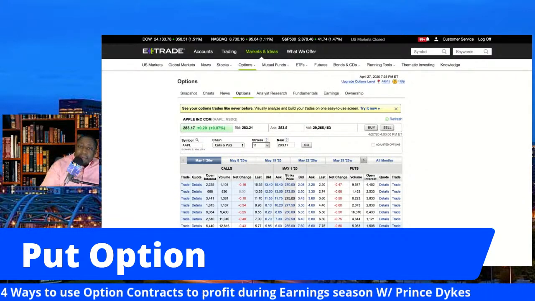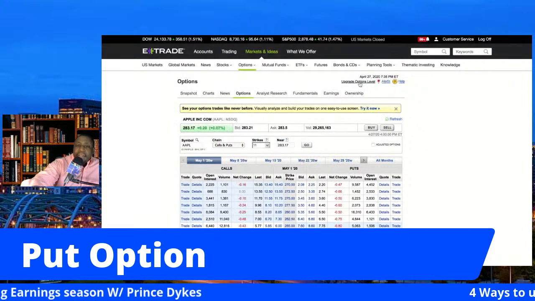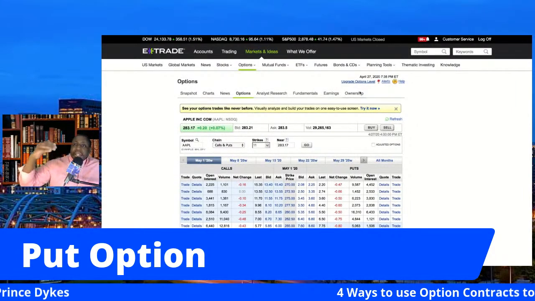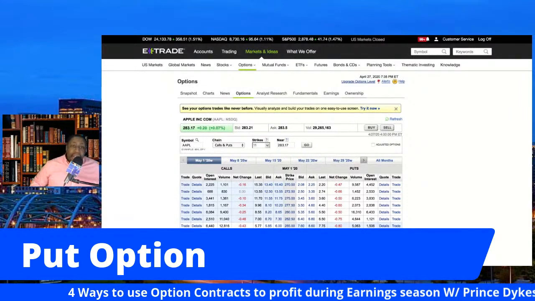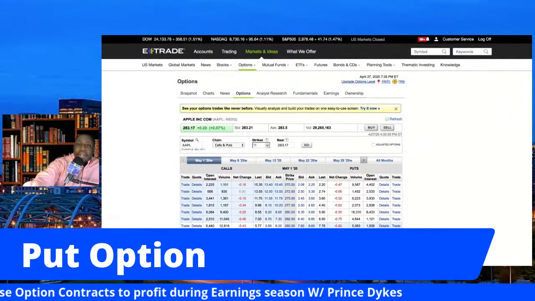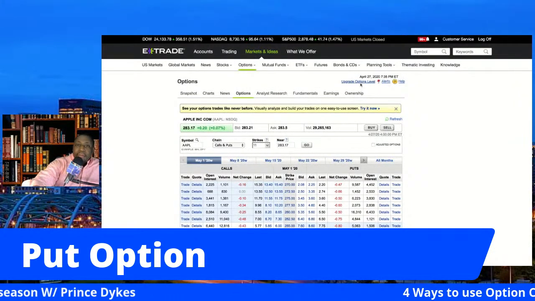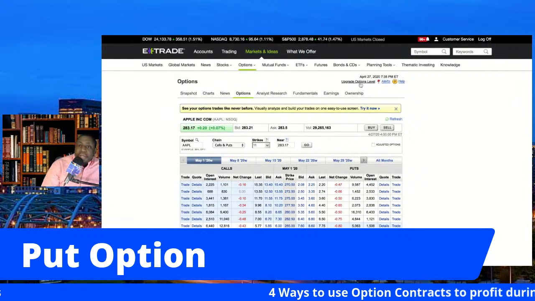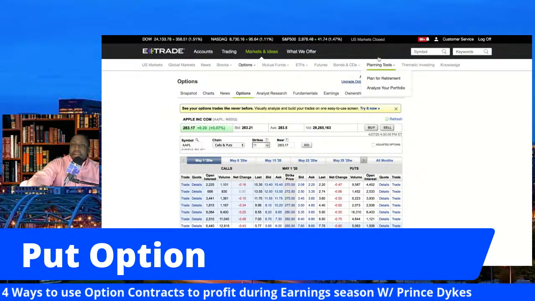Now, ladies and gentlemen, if you got E-Trade and you don't have options, you got to go up here to right here where it says upgrade options level. You click on that. That's how you can upgrade from level 1 to level 2 to level 3, all the way to level 4. That's how you can get options access to your account. Not everybody has this access. You got to go in right here at the top. We see upgrade options level. If you click on that, that's how you can upgrade your options. That's the put side of the house.